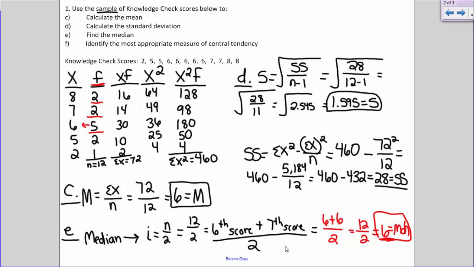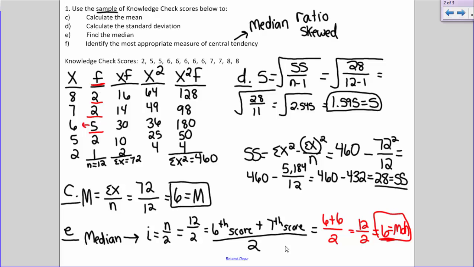So now the question is, which measure of central tendency is most appropriate? Again, you need to consider the scale of measurement, and you need to consider the shape of the distribution. Well, we have a situation where we have ratio data, and we have a situation where we have a skewed distribution. So we would want to use the median because we have ratio data that's skewed.